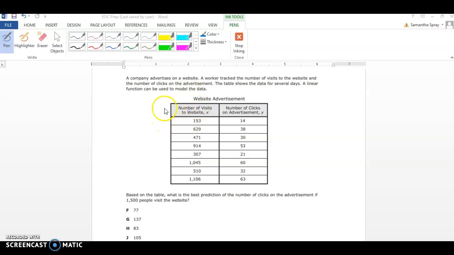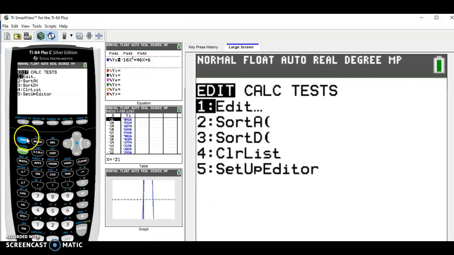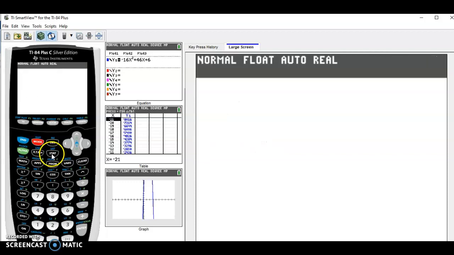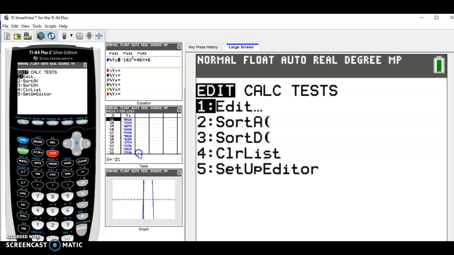So it gives us the number of visits to the website here, and then it gives us the number of clicks on advertisement Y. It says based on the table, what is the best prediction of the number of clicks on the advertisement if 15,000 people visit the website? So in order to work something like this out, I'm going to come to my calculator and plug in those values.